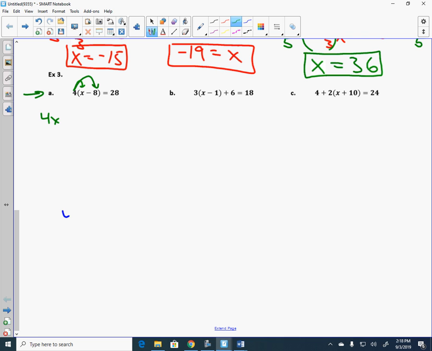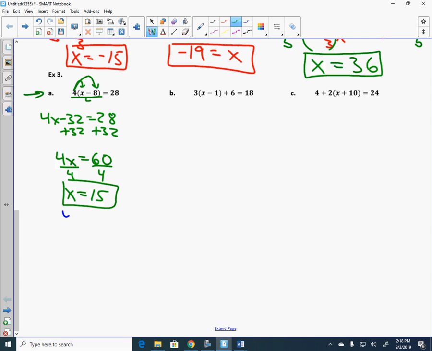We have 4x minus 32 is equal to 28. A lot of you added 32 to get 4x is equal to 60. And divide by 4 to get 15. Agreed? Can I show you a different way of doing it? Instead of distributing the 4, you can divide the 4 off. X minus 8 is equal to 7. Add the 8, x is 15.